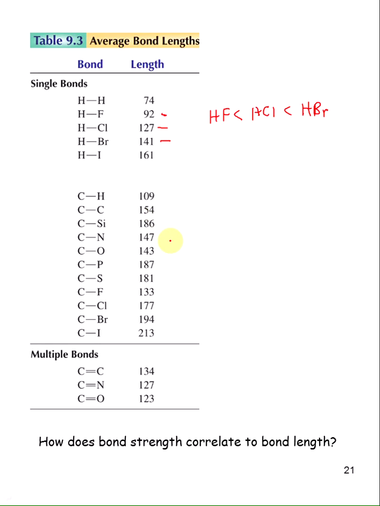And then again, we want to look at single bonds versus double bonds. So if we're looking at a carbon-carbon single bond versus a carbon-carbon double bond, notice here that, remember we said the double bond is stronger than the single bond. Well, if the bond is stronger, that's going to cause the bond to constrict and it's going to get shorter. So the stronger the bond, the shorter the bond length.